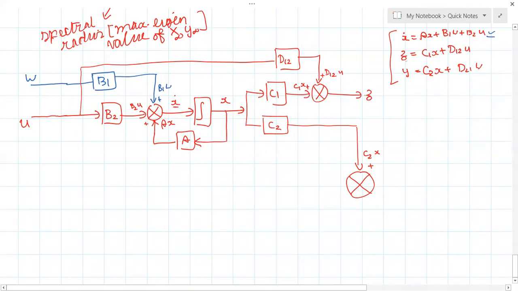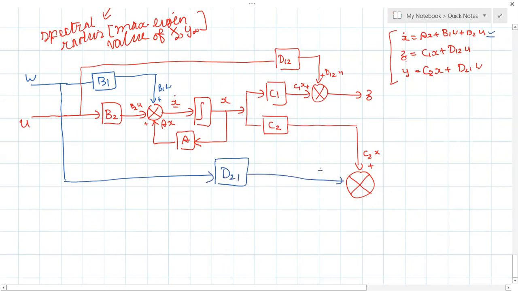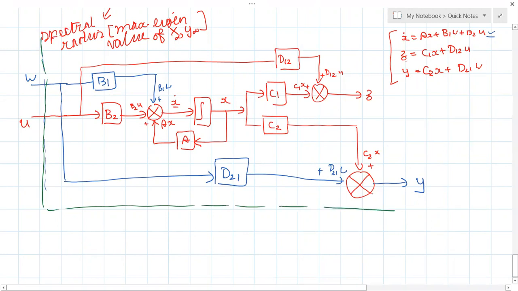And what is z? z is C1x plus D12u. Now I have to go for the y equation, the output equation. C2x is there. Now I must have D21w. So w is here, and I should take a gain D21. So this is D21w. This is the output. So we are done with the plant. This is our plant.